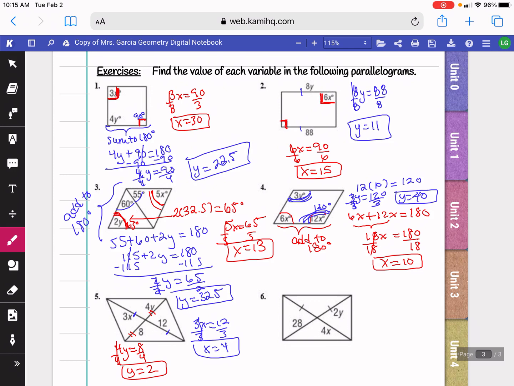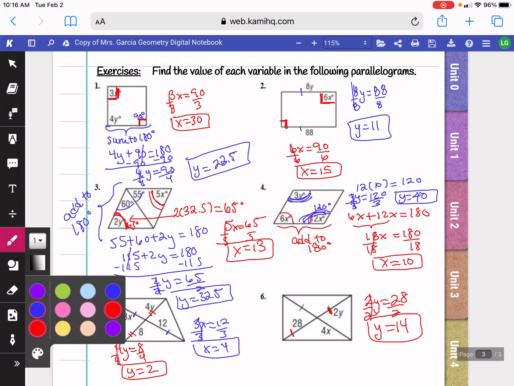Let's go ahead and look at this last picture. So here again, we know that diagonals bisect each other. So here I know that 2y is going to be equal to 28. So y is equal to 14.